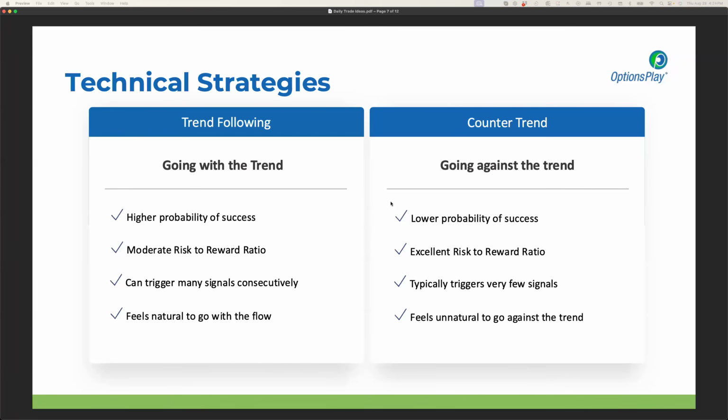And these types of strategies can trigger multiple consecutive signals over and over again, meaning you can get a trend following signal one week, and a few weeks later get a similar signal in the same stock. That can happen for a few months at a time, and in rare cases, it could happen over a few years as well.